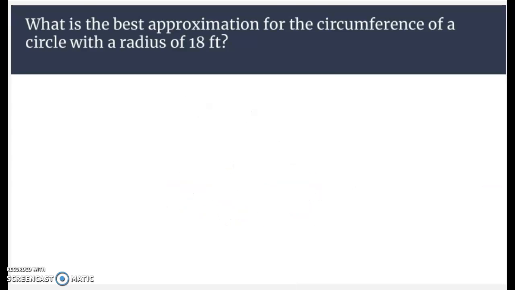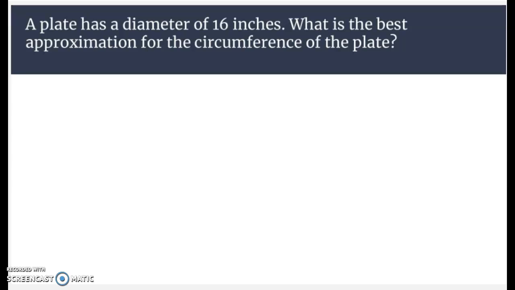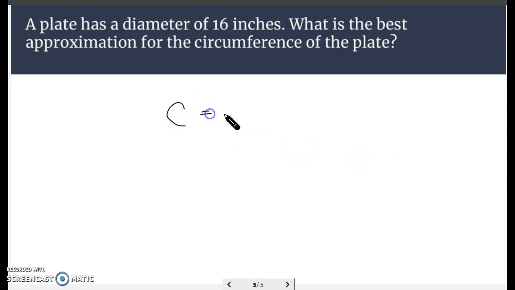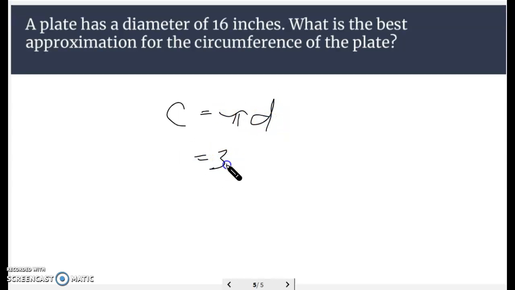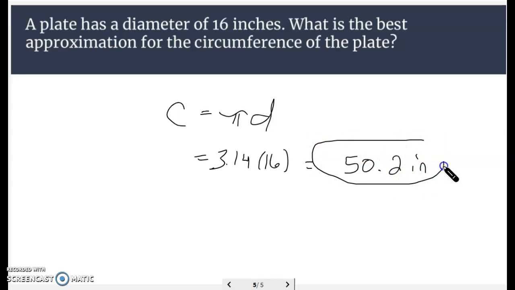Let's look at another one here, the last one. The plate has a diameter of 16 inches. What's the best approximation for the circumference? C equals pi times diameter, 3.14 times 16, and that's going to give us 50.2 inches. The distance around the plate is 50.2 inches.